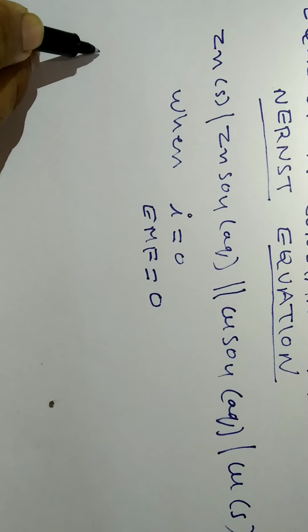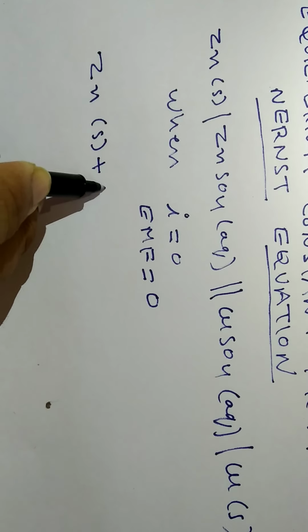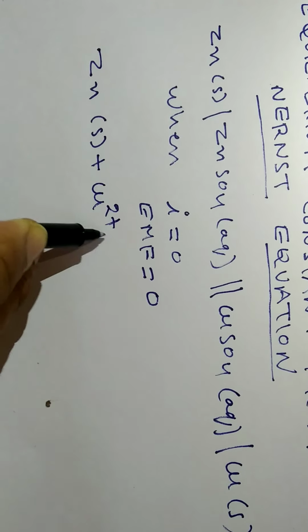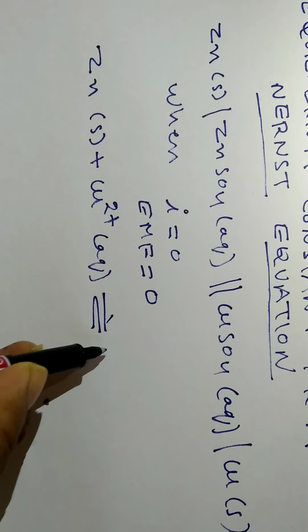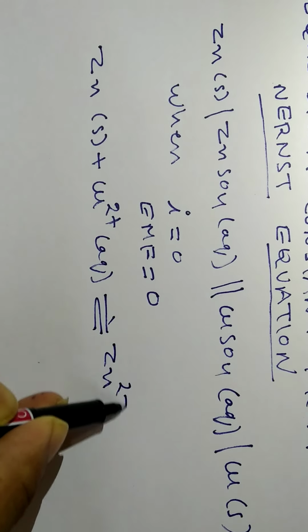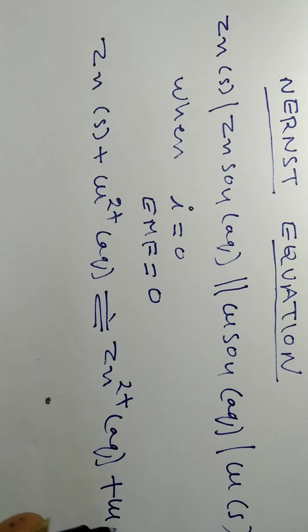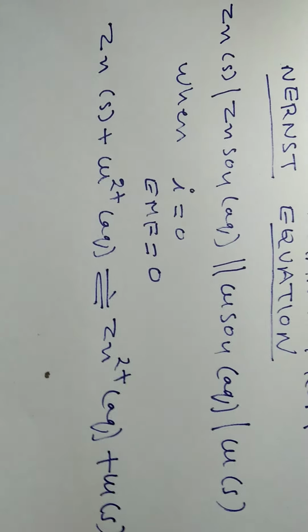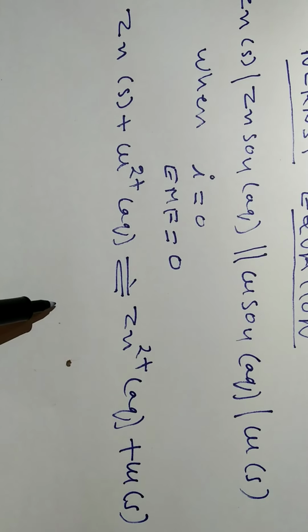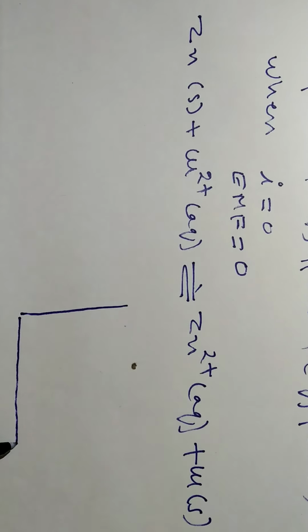Equilibrium reaction I am writing here. You can see zinc solid plus copper aqueous, and the sign of reversibility. Okay, keep on writing. Don't waste your time. By means of a diagram also I would like to explain. See the drawing here.